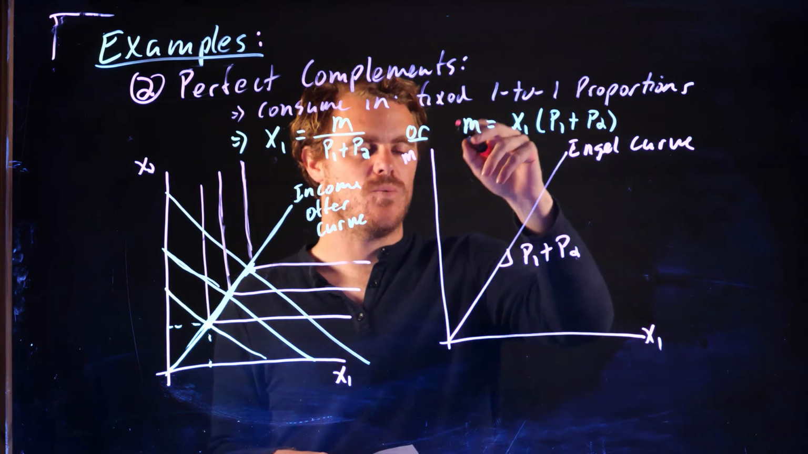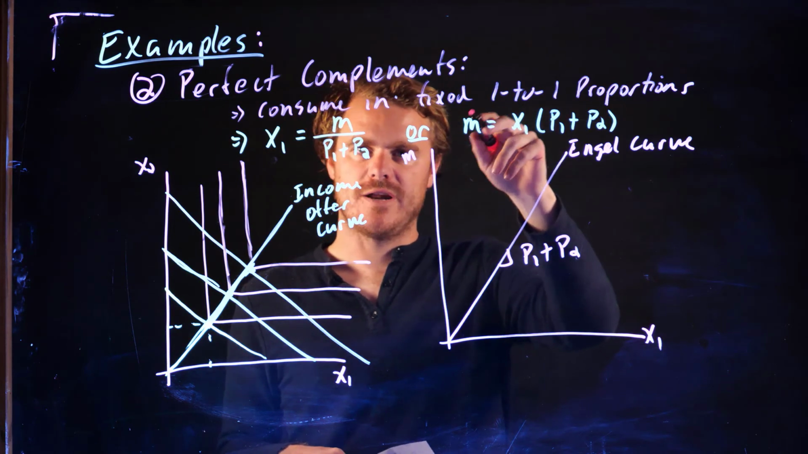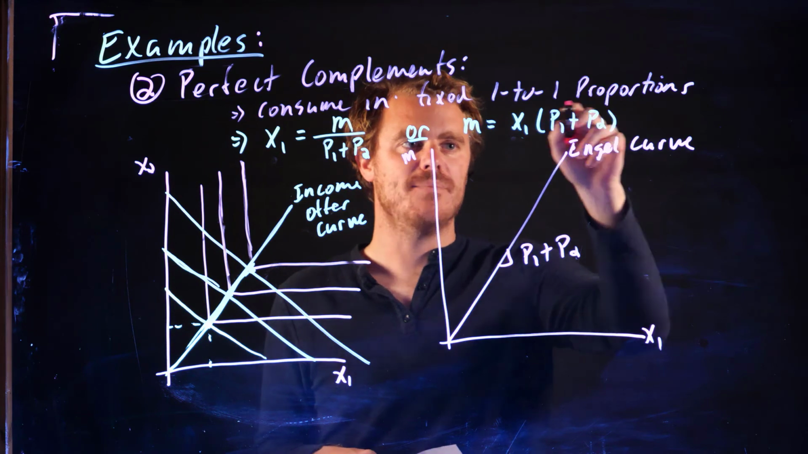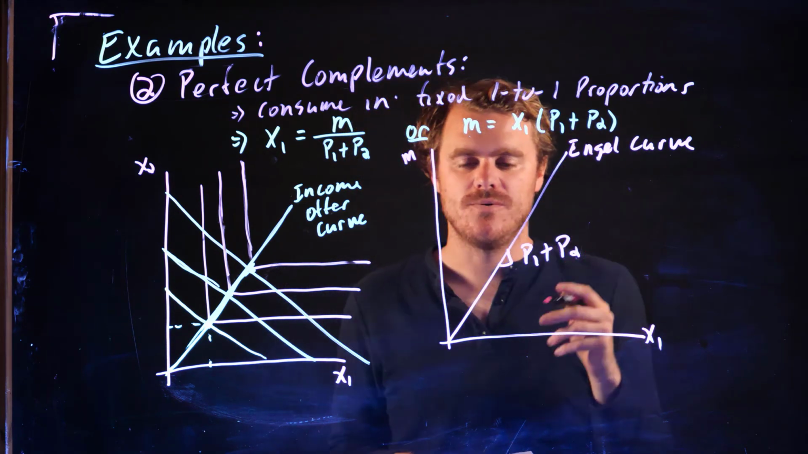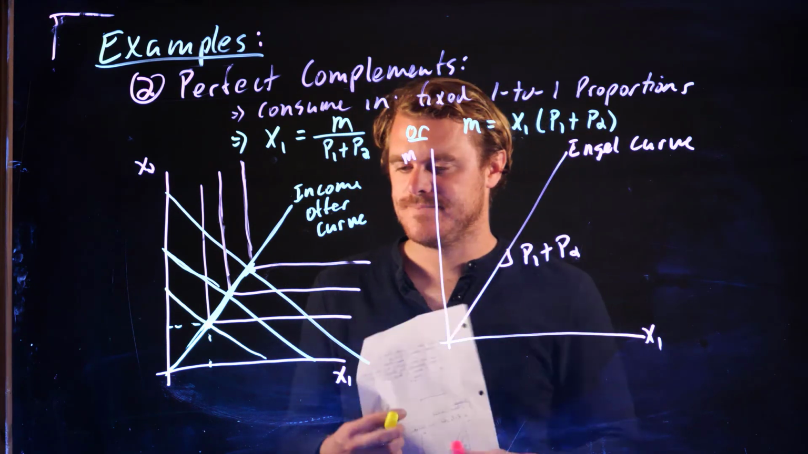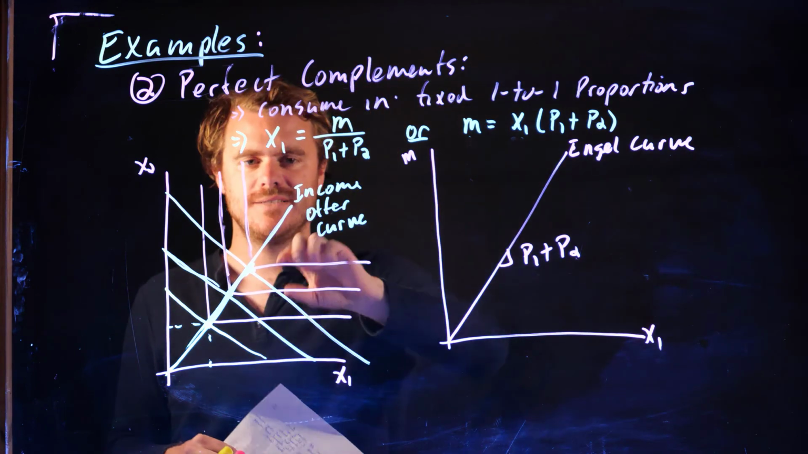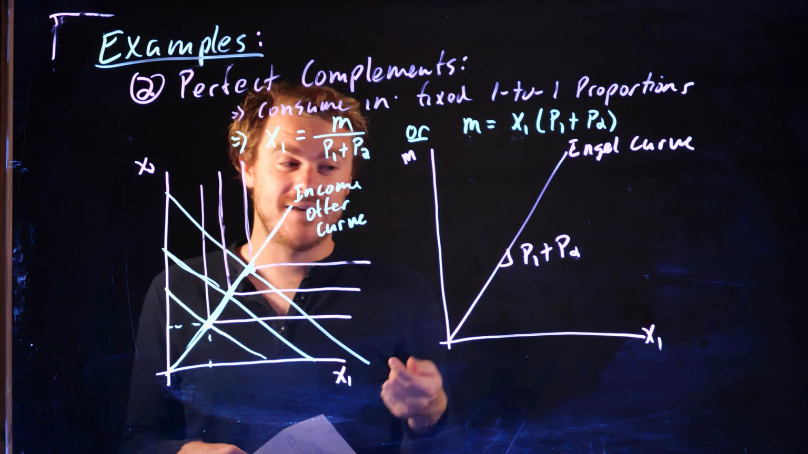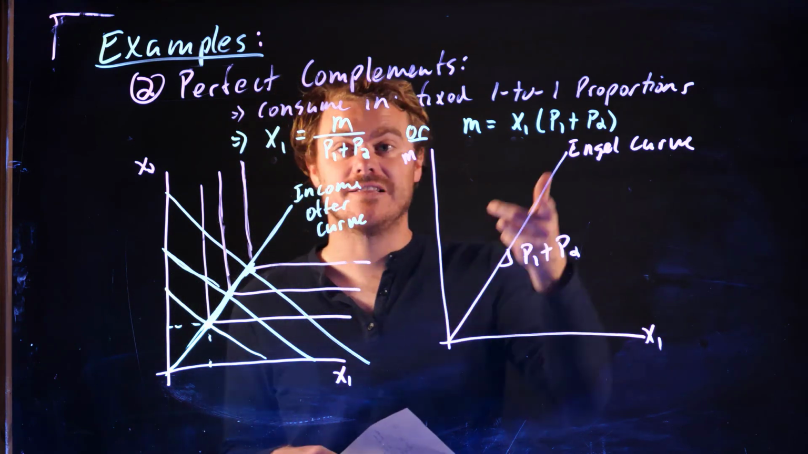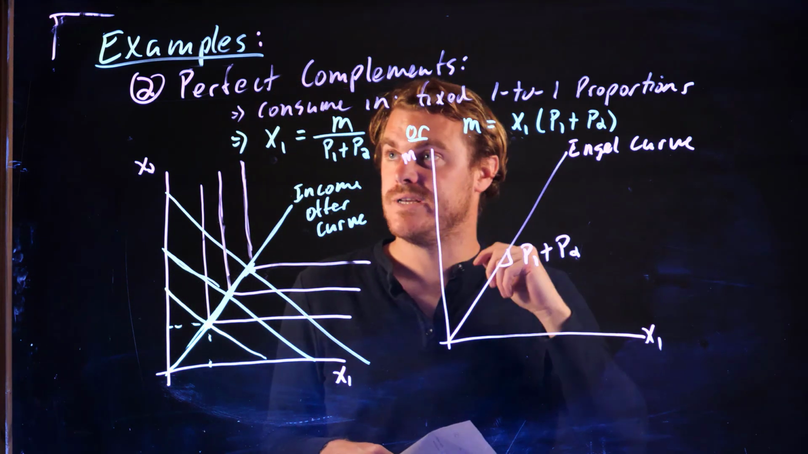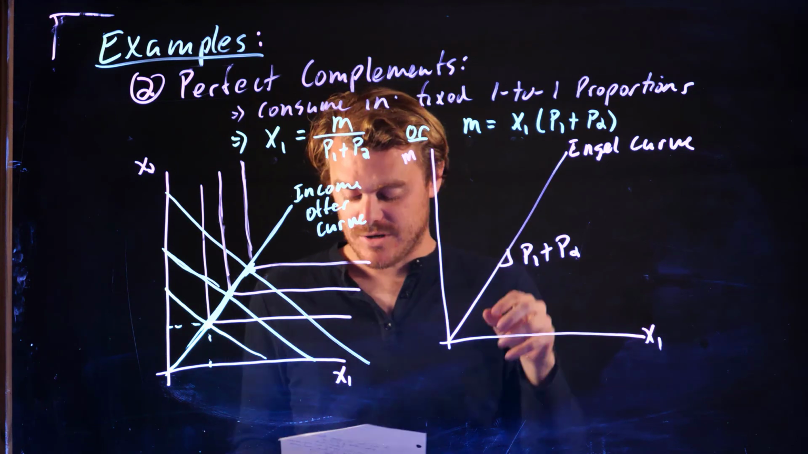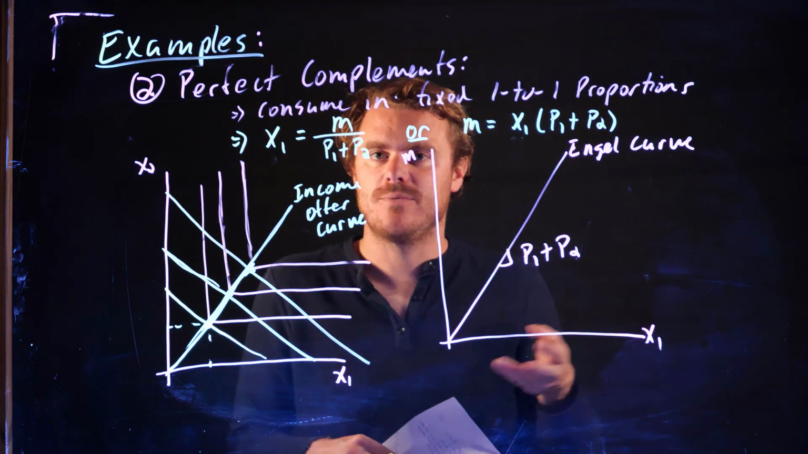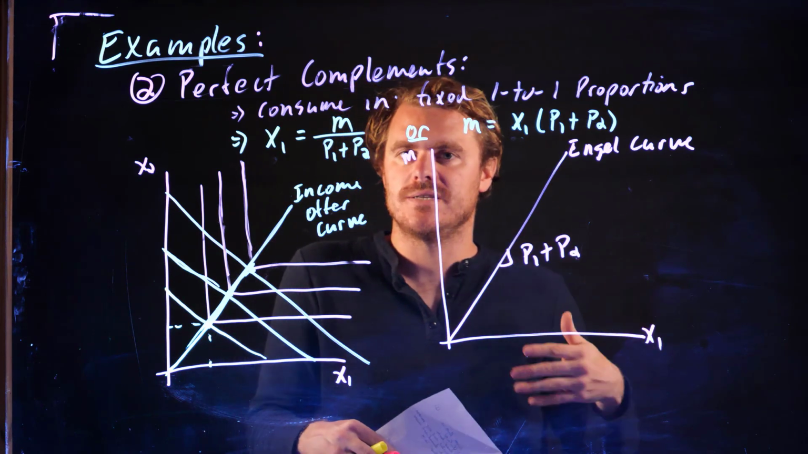Again, this is the y variable. If we're thinking about an equation of a line, this is y, this is x, and this is the slope, P1 plus P2 together. And b equals 0. So that's why it comes out of the origin. All right, so perfect complements, income offer curve, and the Engel curve. Notice the Engel curves have all been these straight lines out of the origin so far. We're going to see that one more time when we talk about Cobb-Douglas in a second, and we'll talk about why that is, and we'll classify these preferences in some kind of way.